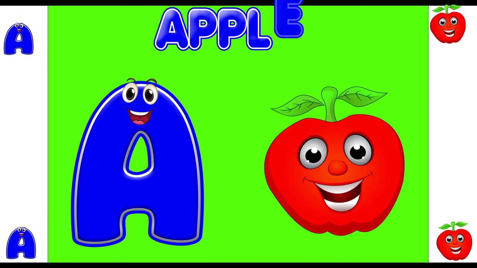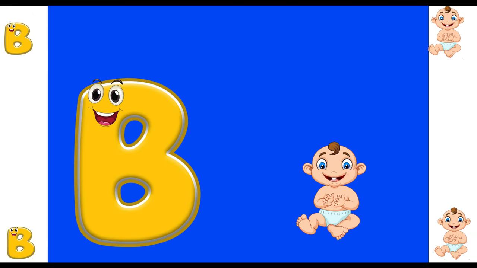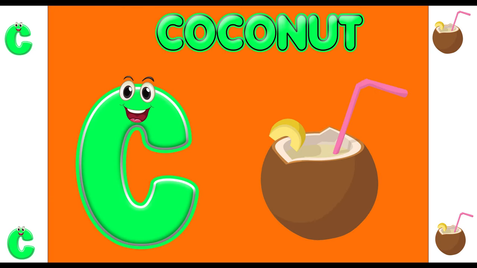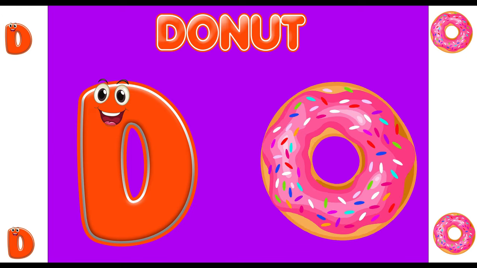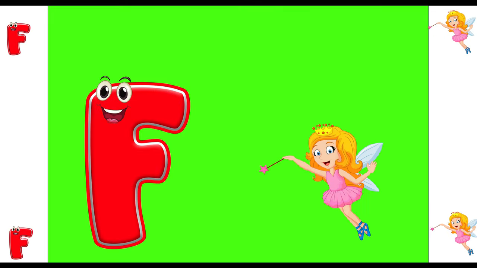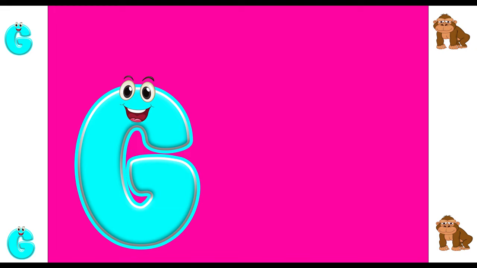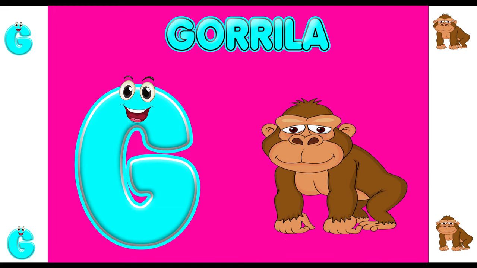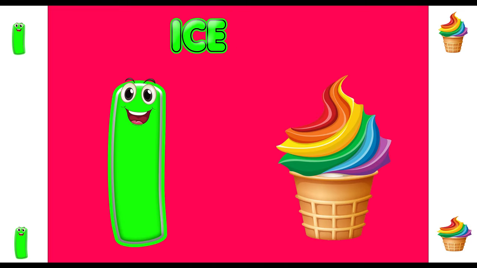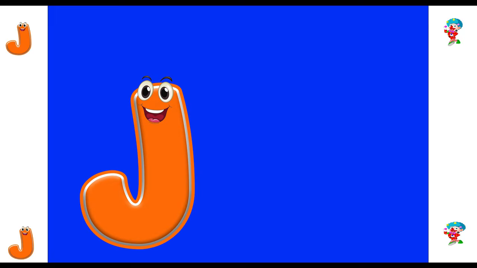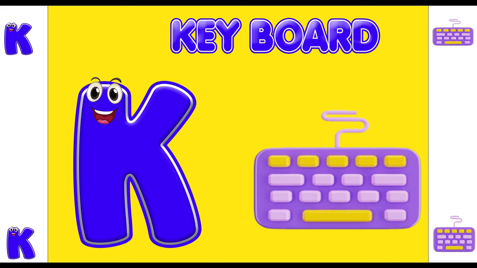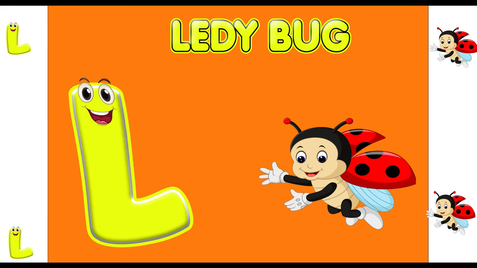A is for apple. B is for baby. C is for coconut. D is for donut. E is for elephant. F is for fairy. G is for gorilla. H is for hat. I is for ice cream. J is for joker. K is for keyboard. L is for ladybug.